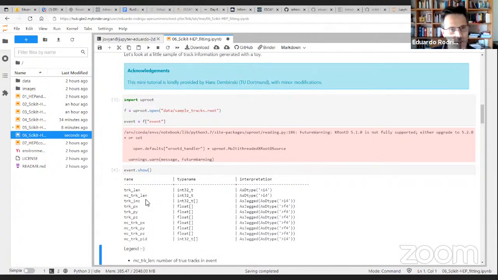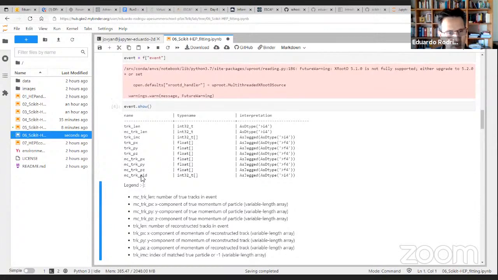What's inside this sample? It's track length, so this is the number of tracks. Here you are kind of making a toy. You have MC, which is the true generated tracks, and the ones that are reconstructed, effectively by a detector, but here it is just a toy. And then you have momentum distributions and the MC counterpart. I need to have the PID.